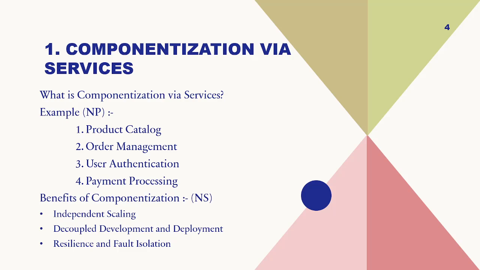Resilience and fault isolation. If one service like order management faces an issue, the other services continue to operate. A user might not be able to place an order temporarily, but they could still browse the catalog or update their account information.